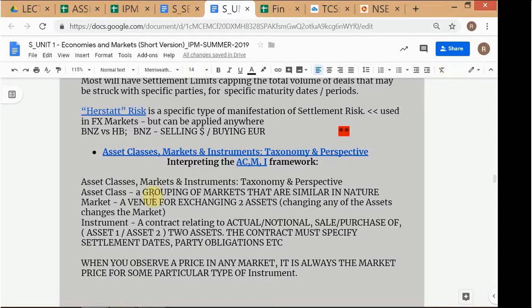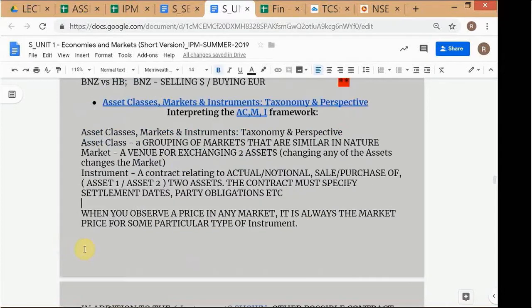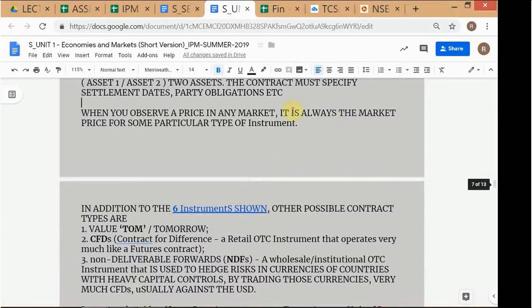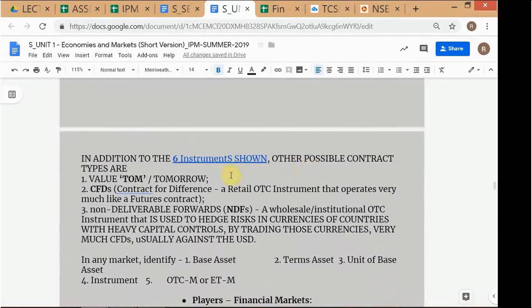An instrument is a contract. We have already discussed the various types of instrument. It is always the market price for some particular type of instrument.